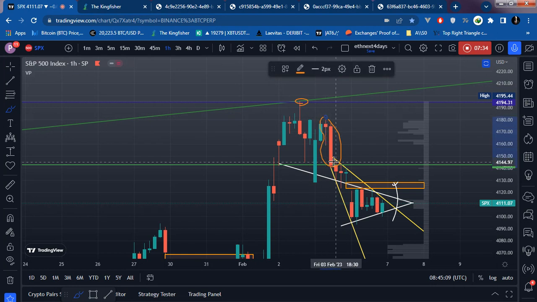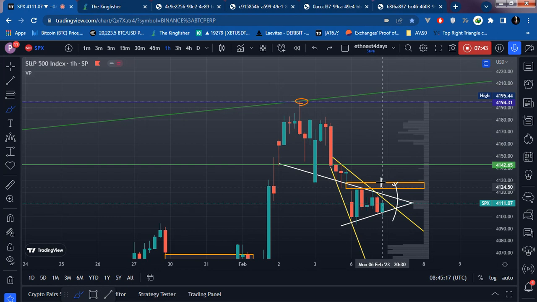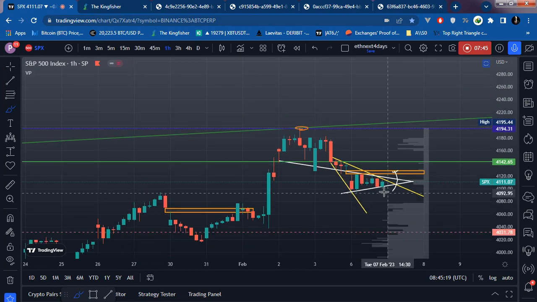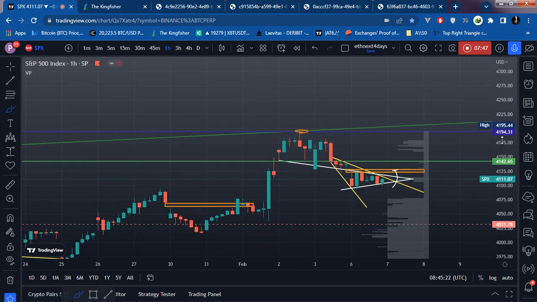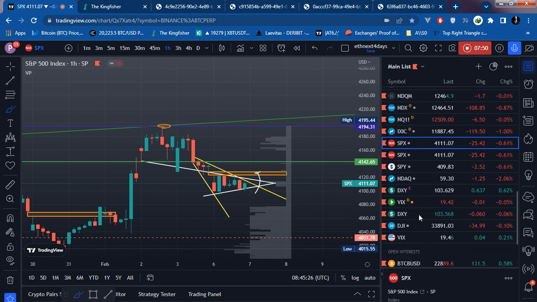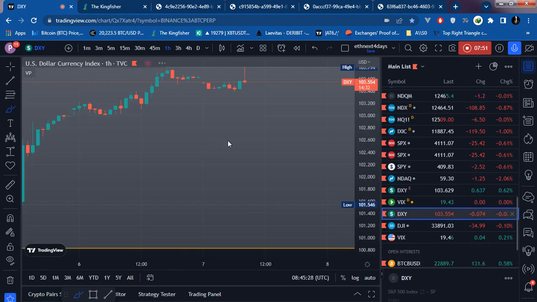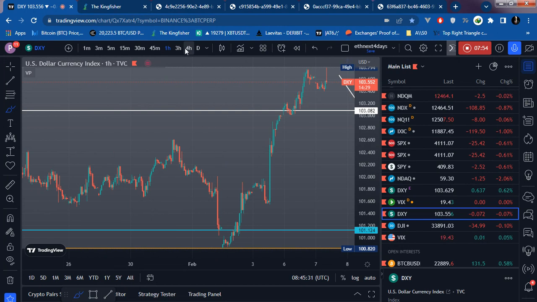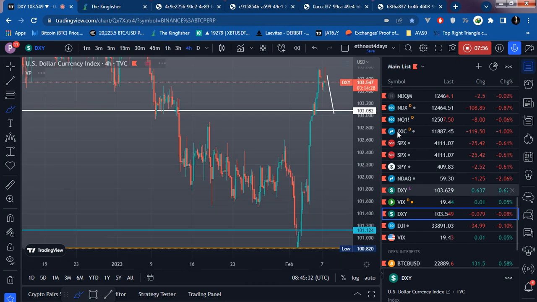tells me that SPX has run out of fuel. It cannot come back to test this, and it's mostly just gonna fill this gap and continue downwards. Now if you look at Dixie too, here's Dixie. Dixie was in a huge downtrend and it just broke the downtrend.